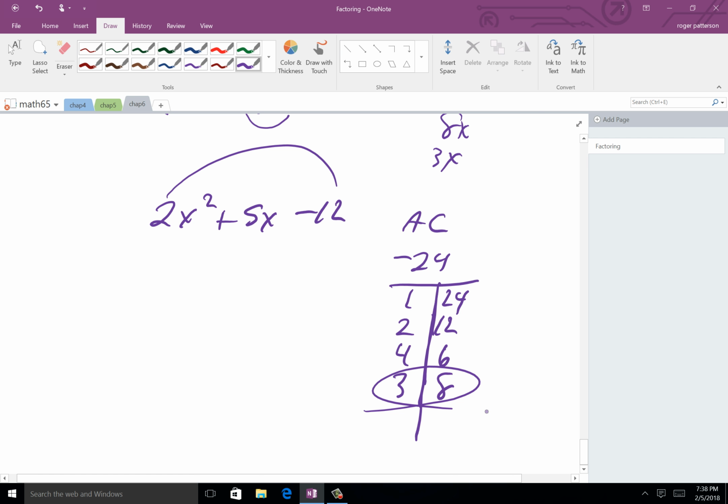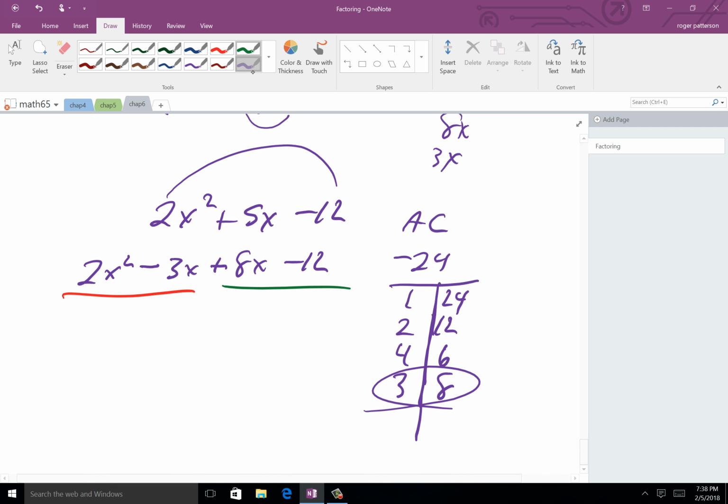Alright, so see on this method, there's no guessing. That's what's nice about it. You can just do it. 2x squared. I know I'm going to get a 3x. I know I'm going to get an 8x. I know I'm going to get a 12. So now all I got to do is figure out plus or minus, so these are minuses. So which one should be plus, which one should be minus? Negative 3 and a positive 8. Okay, good job.